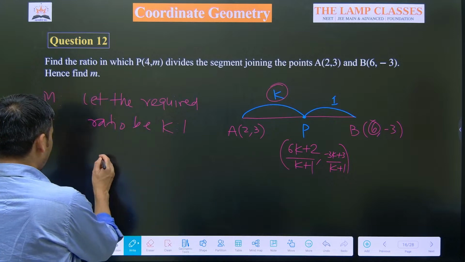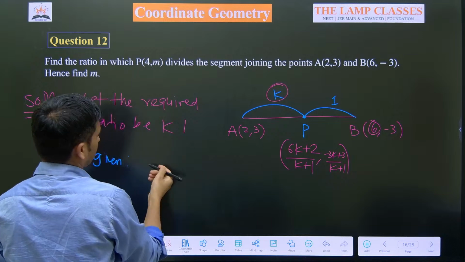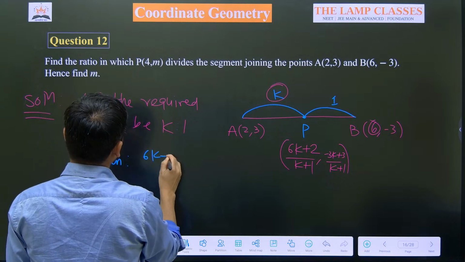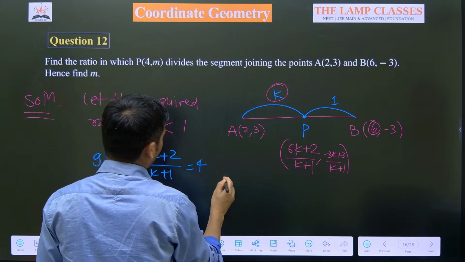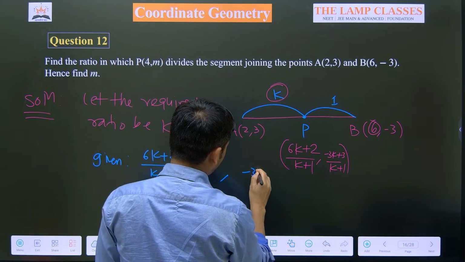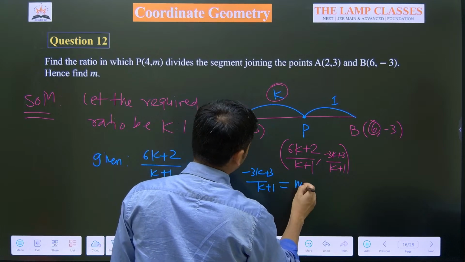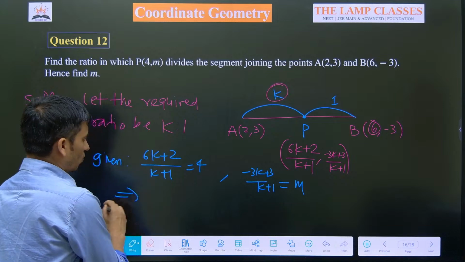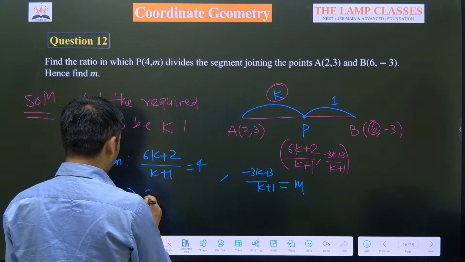But they have given, no? They have given one more thing. X coordinate of point P is 4. So (6k plus 2) upon k plus 1 is equal to 4, and (minus 3k plus 3) upon k plus 1 is equal to m. So from here we can find the value of k, and we can put that value of k into the second, right? So cross multiply कर लो बच्चों.